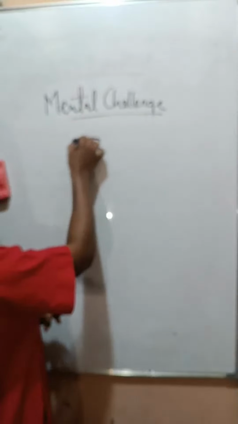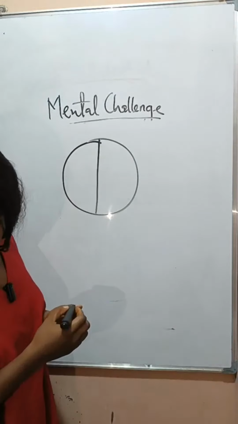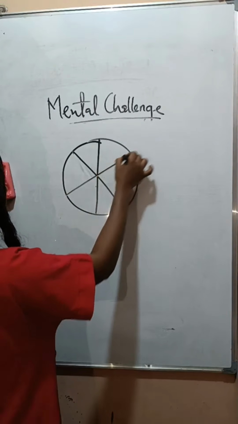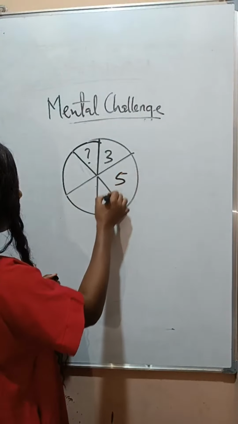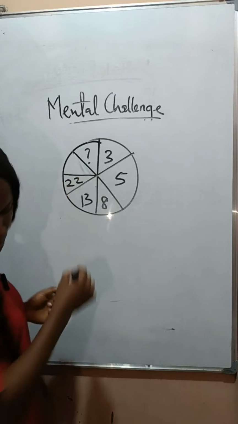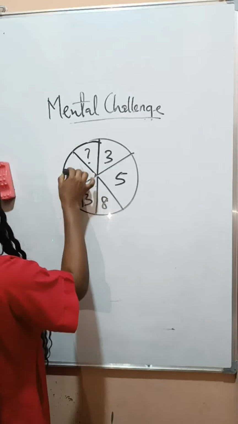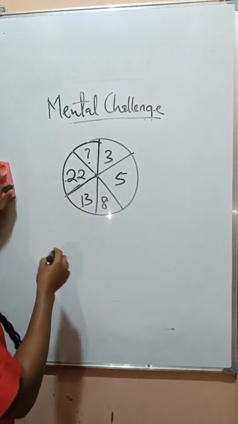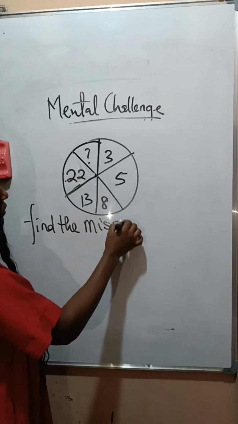So we have this. Okay, so this question mark, this is 3, this is 5, this is 8, this is 13. We have 22. And then, okay, no, here is 22. Then question mark. So we're asked to find the missing number.